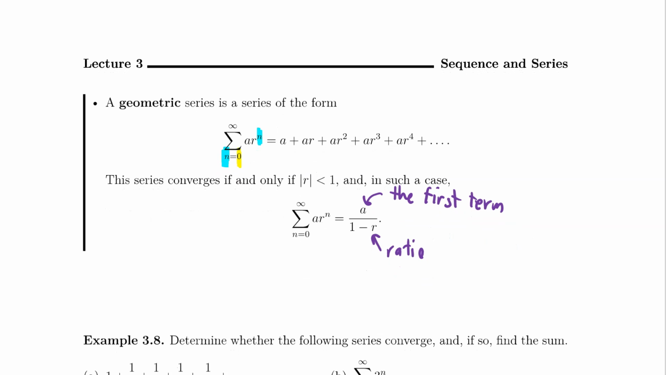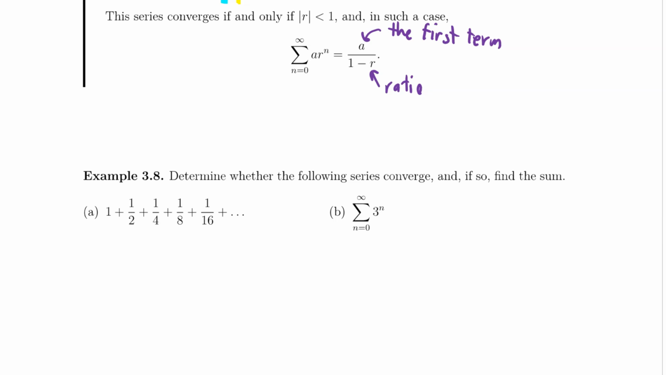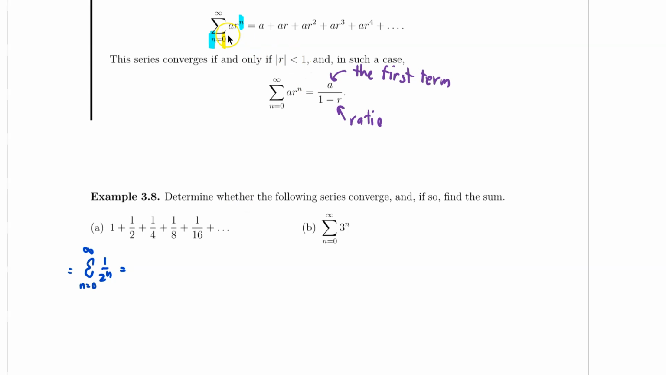So let's take a look at the example that we have down here. We have seen this one already. This is just the sum of 1 over 2 to the n, where n goes from 0 to infinity. Now, if I want to write it in the form that we have here, my a is just going to be the first term, so this is going to be the sum of 1 times 1 over 2 to the n, where n goes from 0 all the way to infinity.